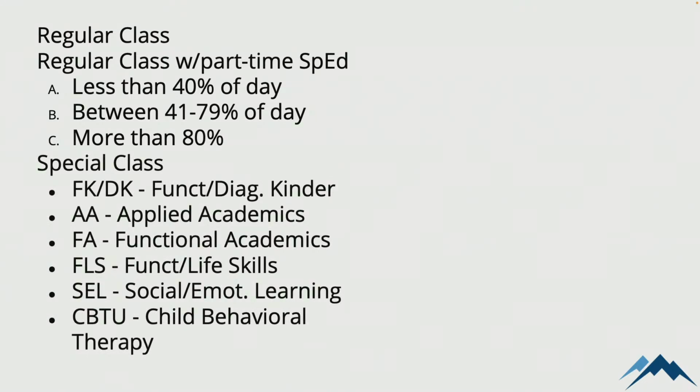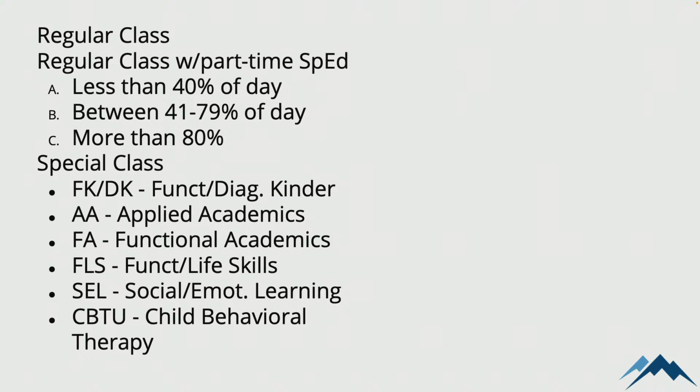Then we have our special classes, and we throw around these acronyms, and you probably hear them all the time. FK, DK, those are our functional or diagnostic kindergarten classes. Those are half day and they're in special locations around the district. We have applied academics. Those students are self-contained, but we would consider them more like a self-contained resource kid. So they're still receiving core academics, but they are not necessarily as integrated into the general population, just because the nature of the services we have to provide doesn't allow us to have them in a general classroom.